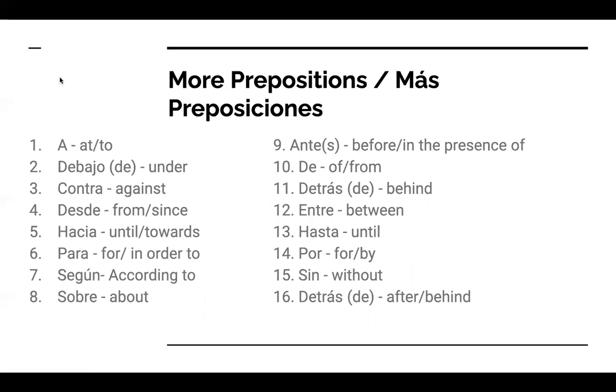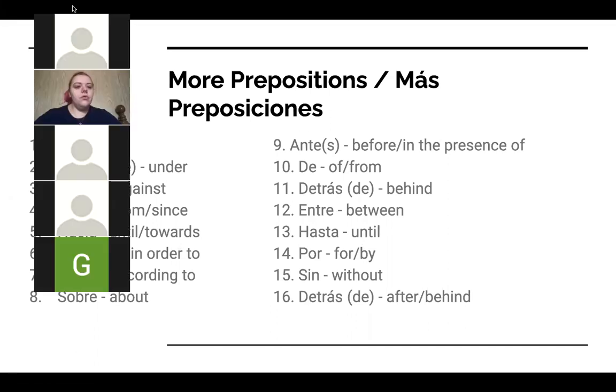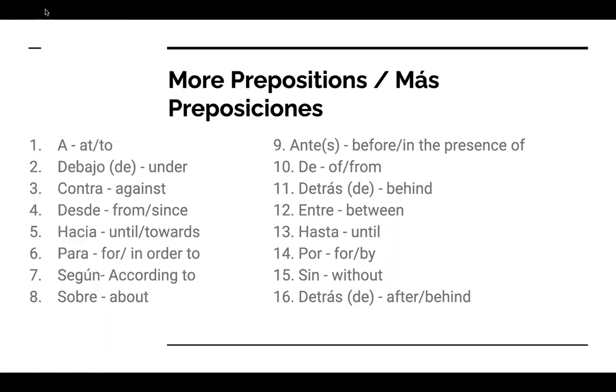So we have a is at or to, debajo de is under, contra is against, desde is from or since, hacia is until or towards, para is for or in order to, según is according to, sobre is about, ante or antes is before or in the presence of, de is of or from, detrás de is behind, entre is between, hasta is until, por is for or by, sin is without, detrás de is after or behind. Does anybody have any questions or anything on the preposition words?